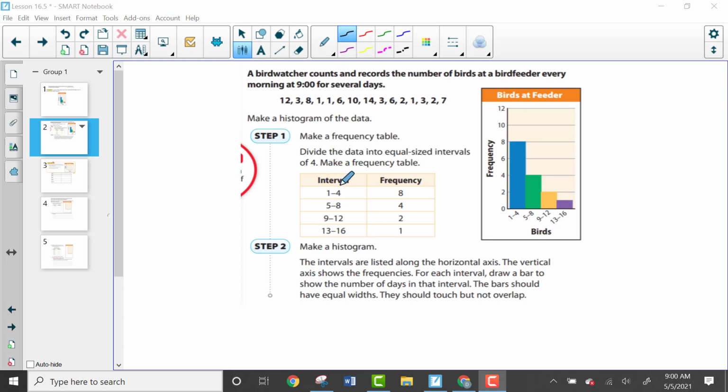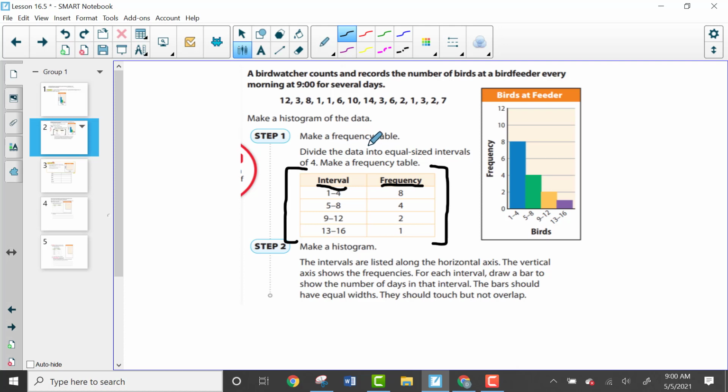Now with this, you have your data. Step 1, you need to make a frequency table, and this is a frequency table right here. Within the frequency table, you see 2 things: the intervals and also the frequency. Those are the 2 things that you need with your frequency table.